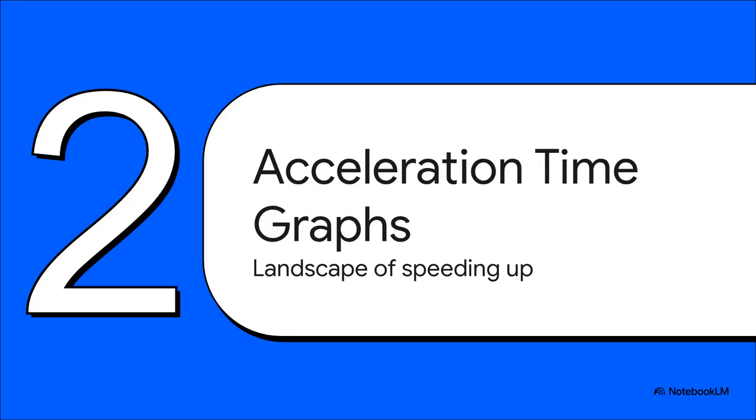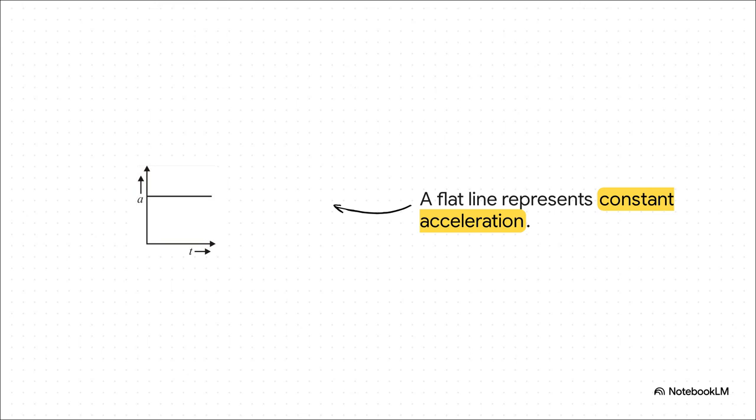Moving on to Section 2, Decoding Acceleration-Time Graphs, the landscape of speeding up. For this part, we're pulling directly from some excellent instructional material over at Byju's. So instead of looking at our position or velocity, we're now plotting acceleration on the vertical axis and time on the horizontal axis. Take a look at this graph from the Arjuna JEE Physics Test Bank.